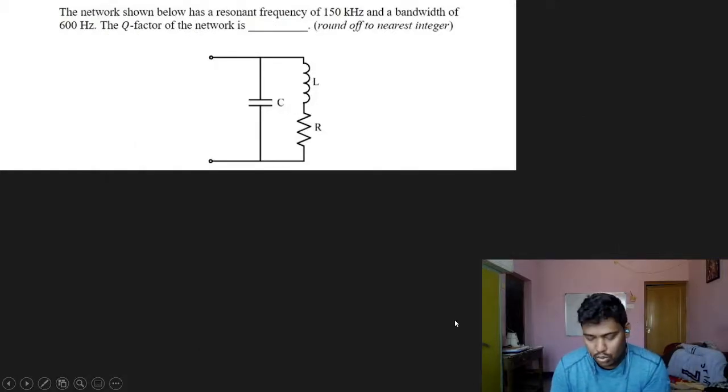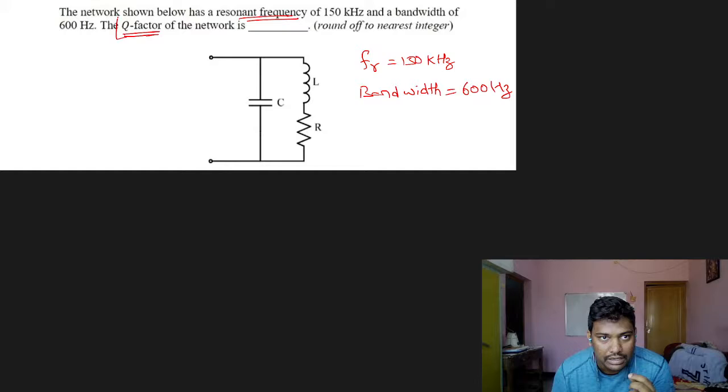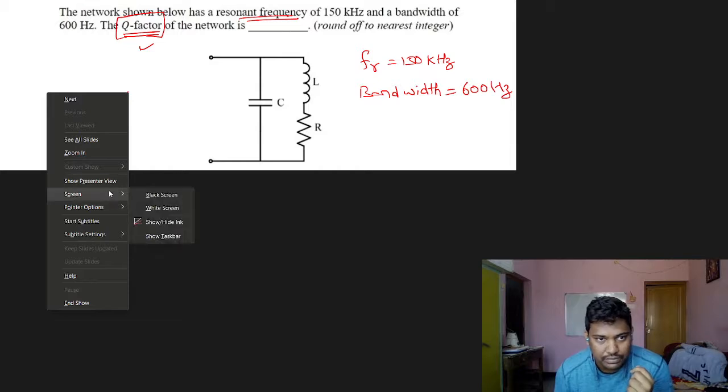Fine. Now let us see this question. He gave the question as: the network shown below has a resonant frequency of 150 kilohertz and a bandwidth of 600 hertz, and he is asking for the Q factor. This was a GATE 2022 question actually.